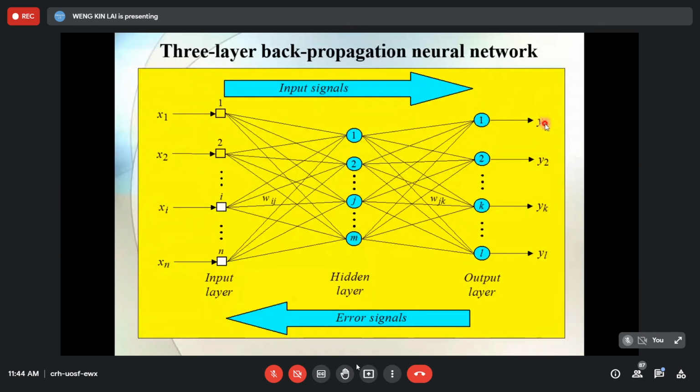At the output here, you have your desired output, and the actual output is calculated from your input signals, to calculate your actual error, the error of your network itself. And then the actual error, the desired minus your actual, will then move backwards to modify these weights.